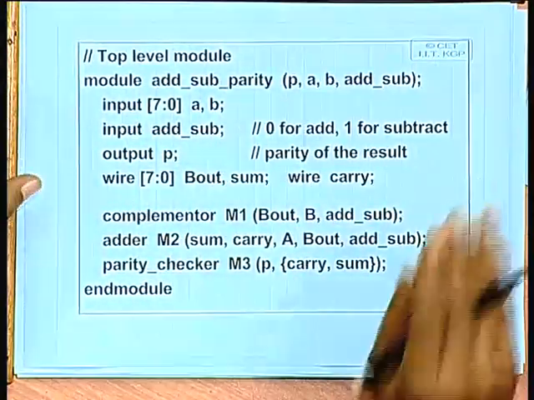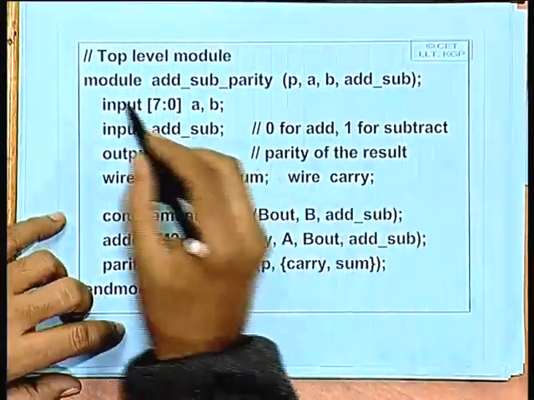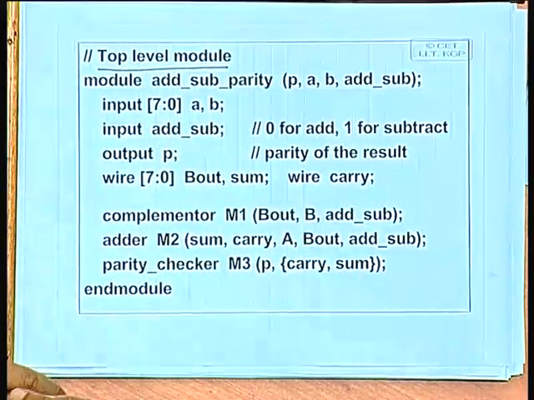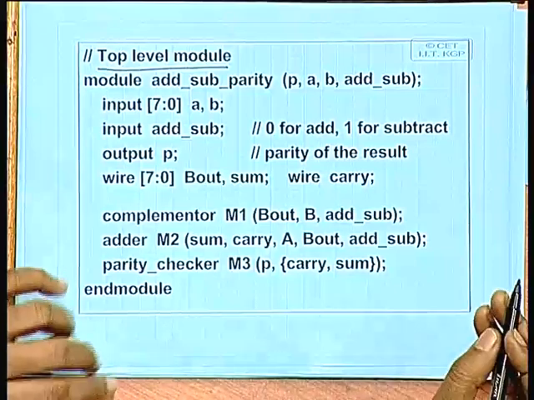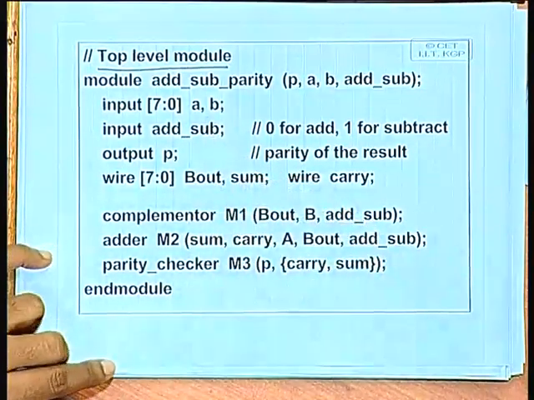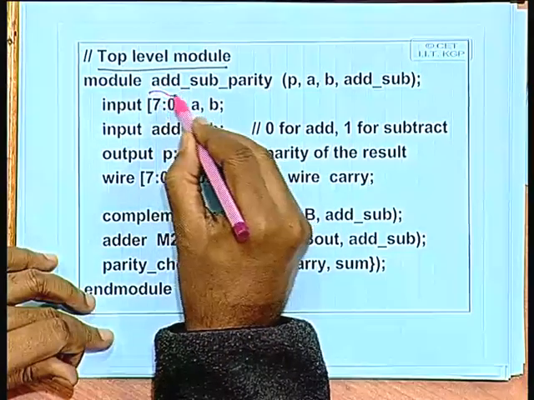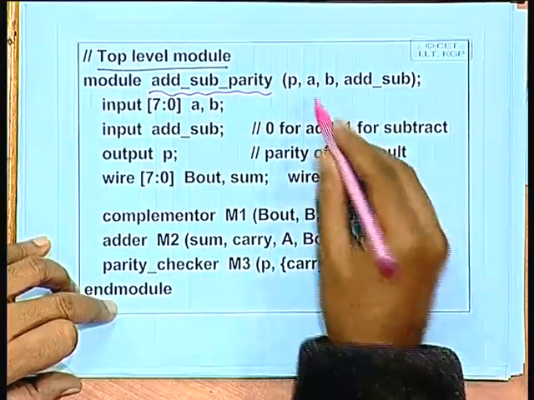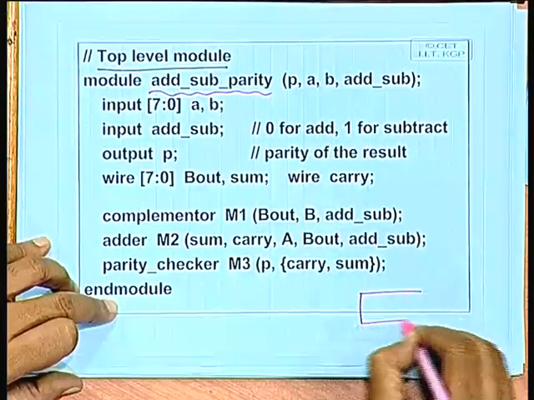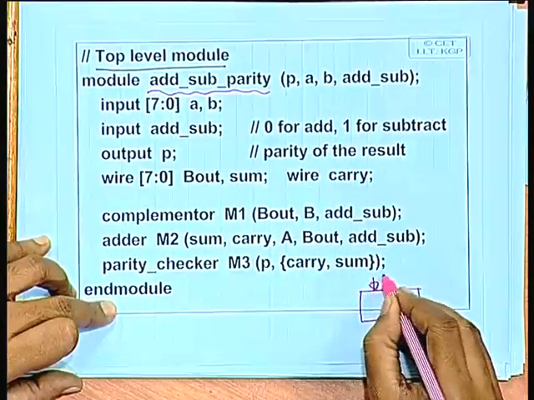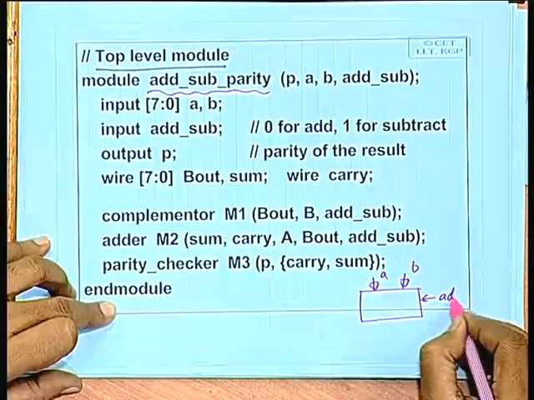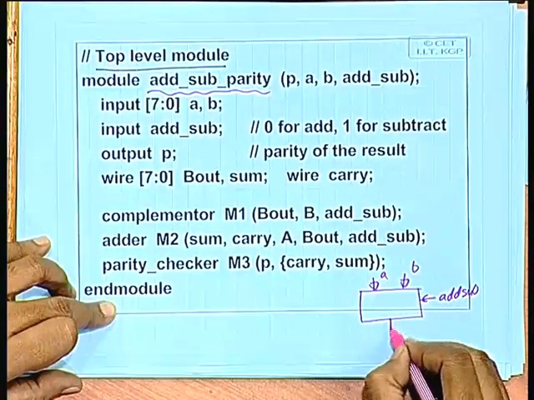So, this is the example top level module for the circuit we are discussing presently. The name of the module you are giving is add sub parity. This is the name of the top level module, and at the highest level this module takes 3 inputs A, B, then add sub, and it generates an output P.